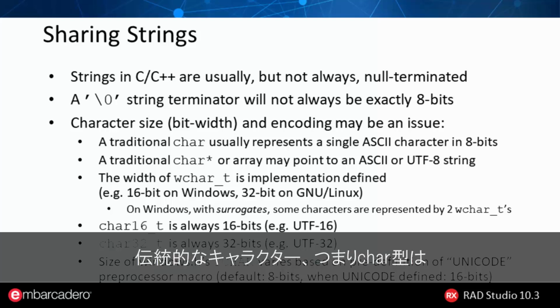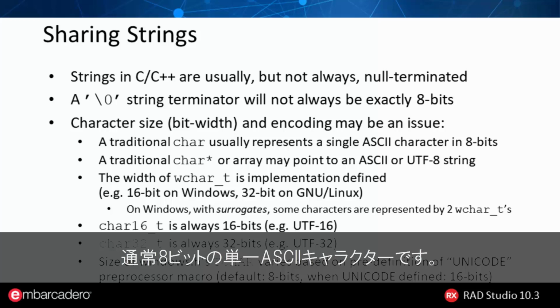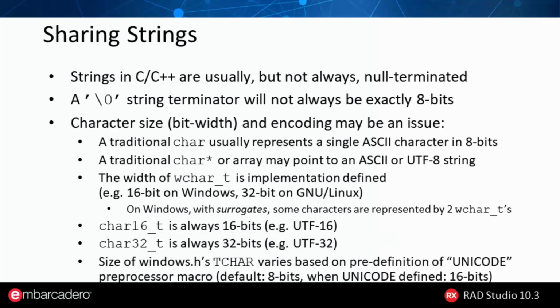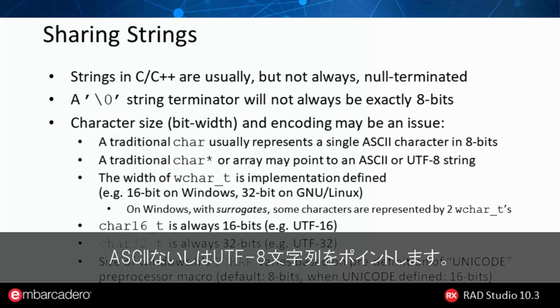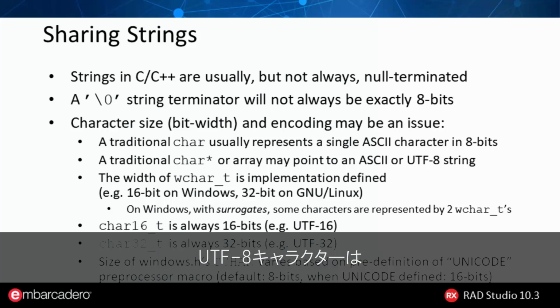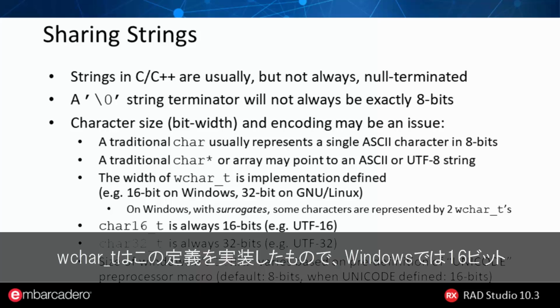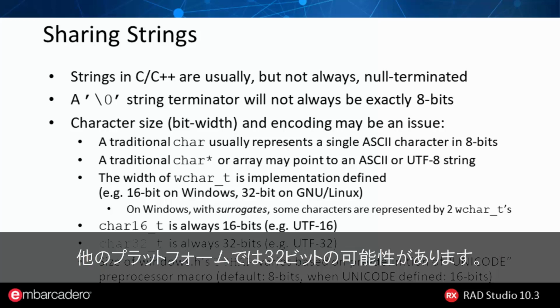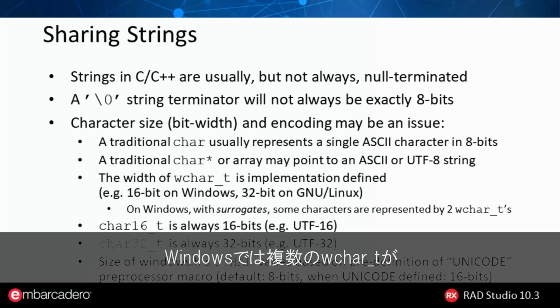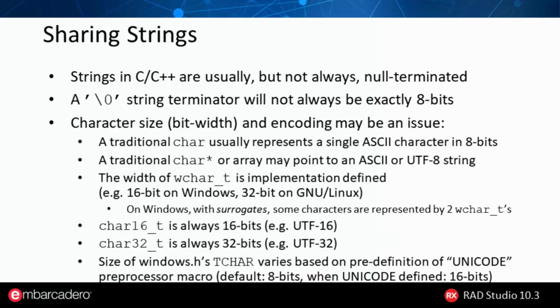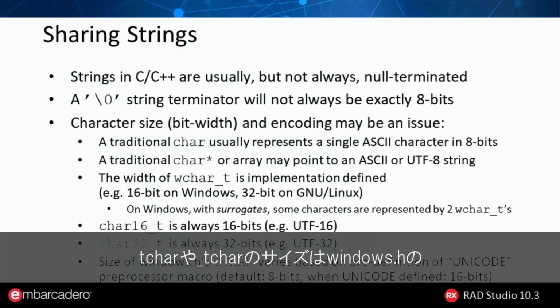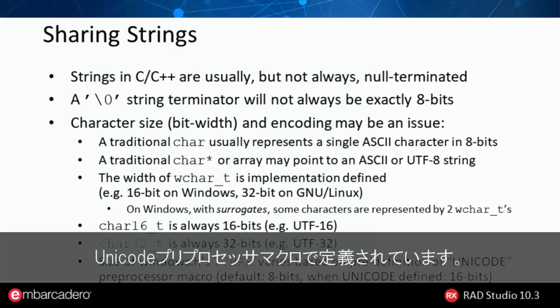The traditional character, or char, usually represents a single ASCII character in 8 bits. However, a character pointer may point to an ASCII or a UTF-8 string. UTF-8 characters are represented by one or more chars or bytes. A wchar_t is implementation defined, but typically 16 bits on Windows and may be up to 32 bits on other platforms. On Windows, it may take multiple wchar_ts to represent some characters. The size of the Windows.h defined TCHAR, or _TCHAR, varies based on the predefinition of the UNICODE preprocessor macro.